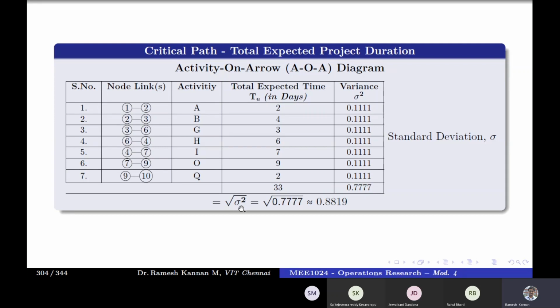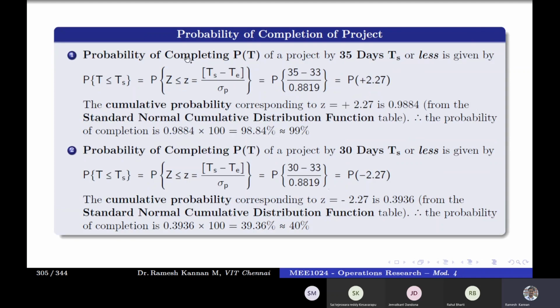The square root of that will become the standard deviation. Standard deviation is the square root of the variance, so we'll get something around 0.8819. This is very important. We know this critical path duration is 33, and 0.8819 is the standard deviation. Now, supposing somebody asks you what is the probability of completion of that project in 35 days.